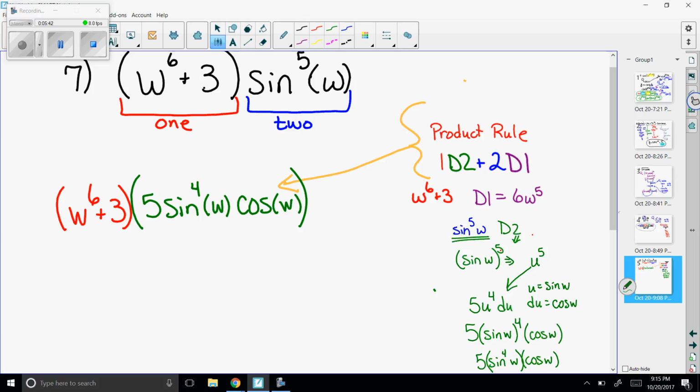I'm not quite sure how many sets of parentheses they are going to want you to put in there, but it's 5 times the sine of w all raised to the 4th power times that derivative of what we were calling u, which ends up being the cosine of w.